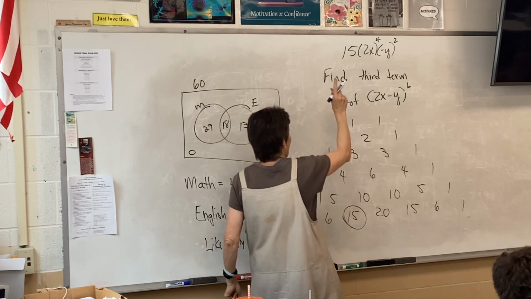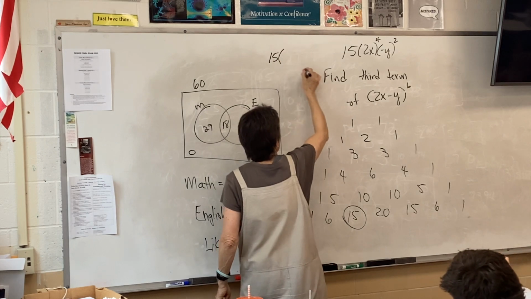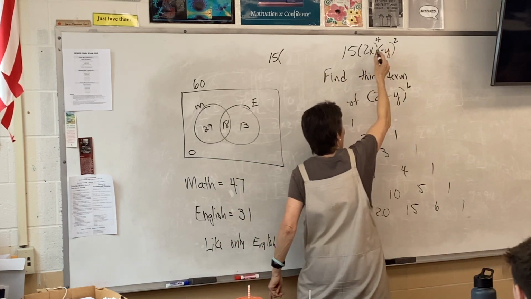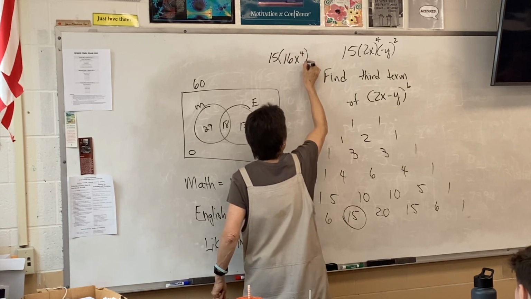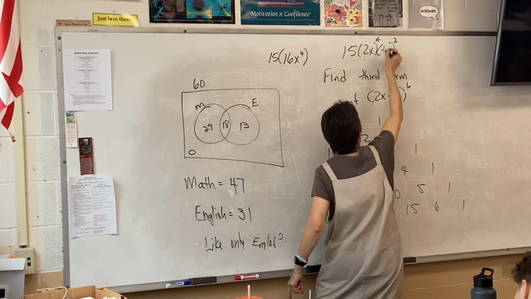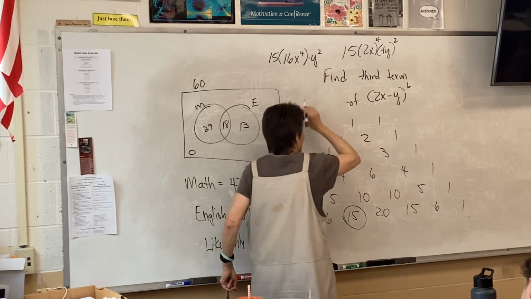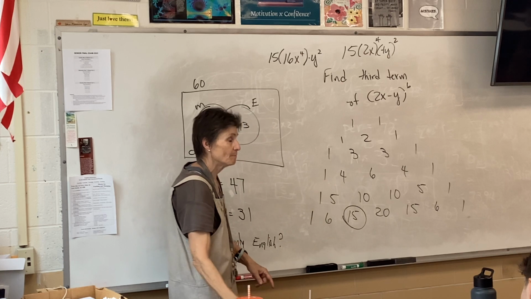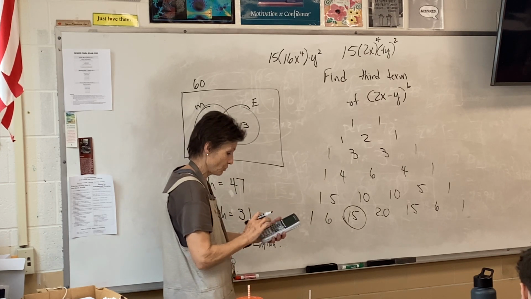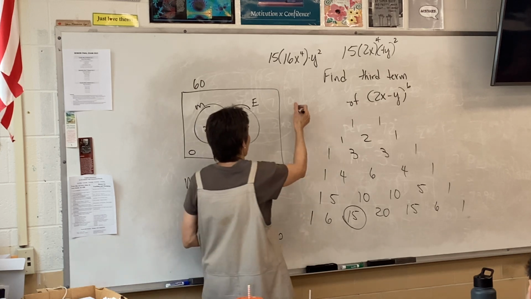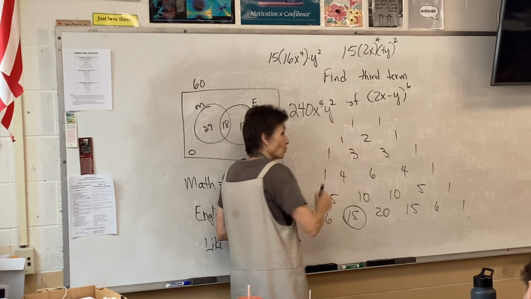Okay, now I'm all done except simplifying. So I have 15, 2 to the 4th is 16, negative 1 squared is 1. That's all multiplied. So what's 15 times 16? 240. So my answer is 240 x to the 4th y squared.